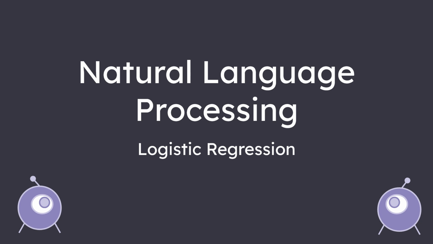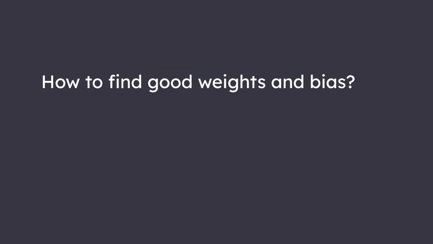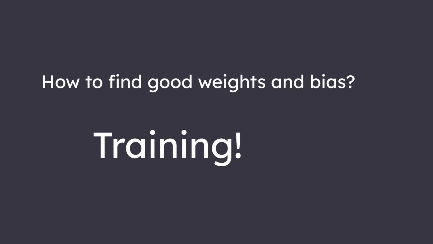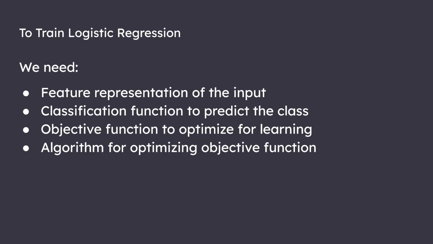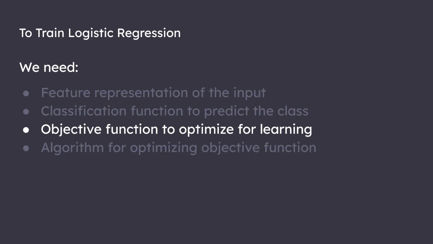In this video, we will be going over cross-entropy loss. We have seen how to classify text given pre-trained weights and bias. Now the question is, how do we find good values for the weights and bias? The answer is training. From our requirements needed to train logistic regression, this video will focus on the objective function that we want to optimize.